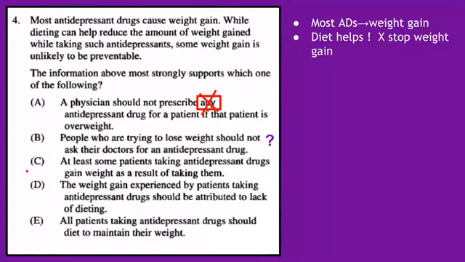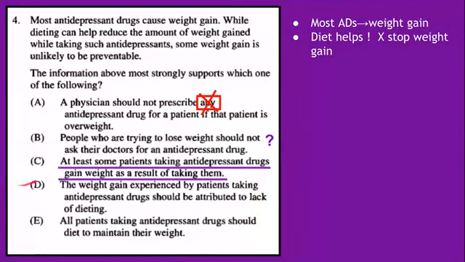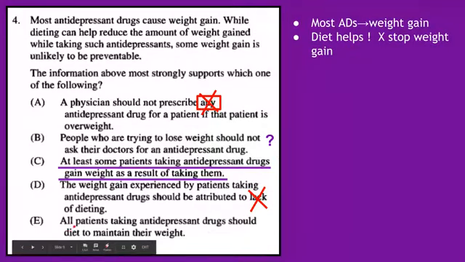Let's keep going. C, at least some patients taking antidepressant drugs gain weight as a result of taking them. Well, that's pretty well supported by this one. So once again, let's move on. Right now we have B and C waiting for us to decide. D, weight gain experienced by patients taking antidepressants should be attributed to lack of dieting. We know that's just definitely not the case. We can cross that one off. Doesn't matter if they diet, they still might gain weight. All patients, another absolute word, another word that we can just almost immediately cross off, right? They should, I don't know about all patients.